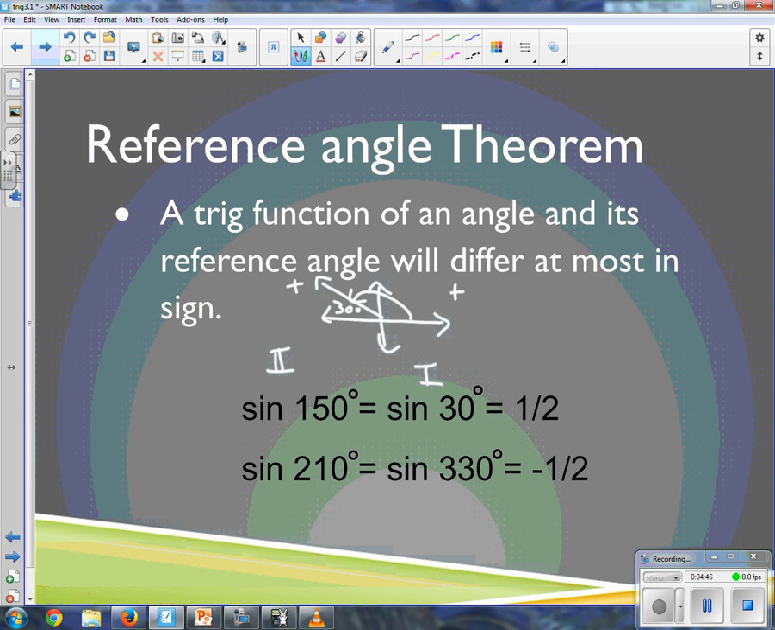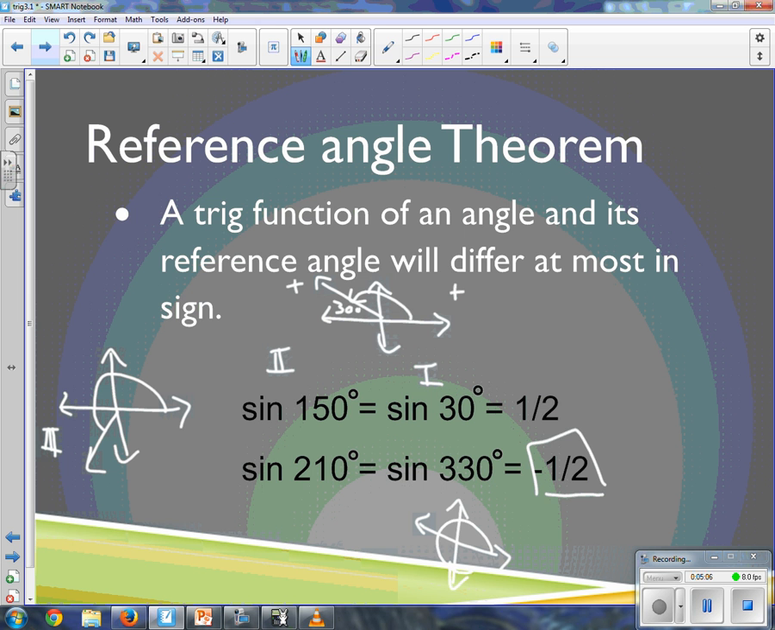But if I go to 210, and I go 90, 180, 210. Now I'm in quadrant 3, and in quadrant 3, sine is negative. But the half doesn't change. With 330, we end up over here. I'm in quadrant 4, so I again get a negative.